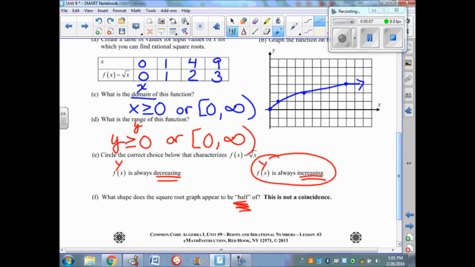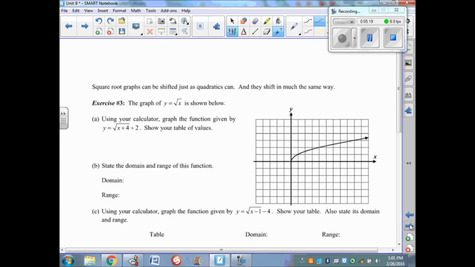I want you to think about that one and come into class with that. And it says that it's not a coincidence. So what does it appear to be half of? Right? So we can come up with your answer on that one.